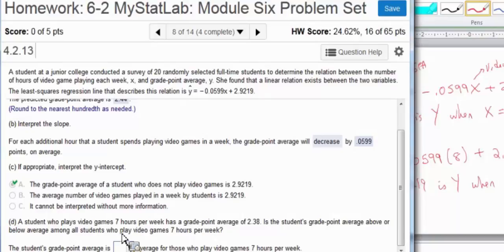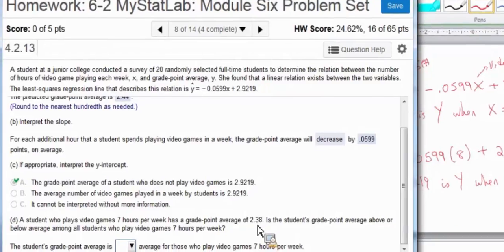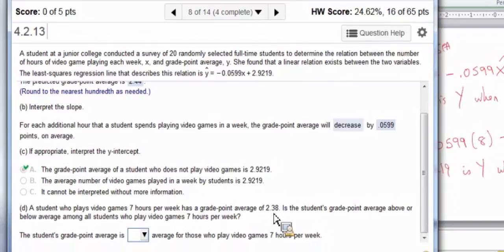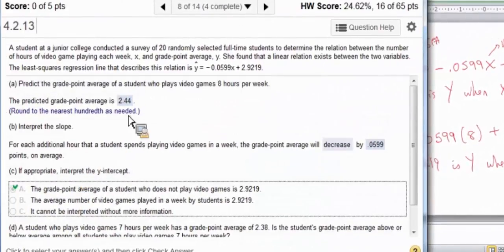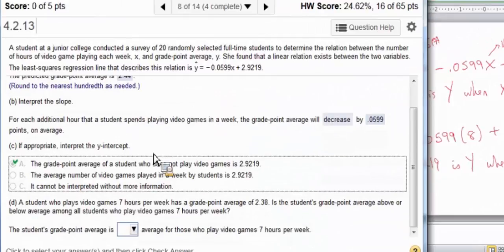A student plays 7 hours per week and has a GPA of 2.38. Yeah, Becky, I think the problem creator probably chose low GPAs because they didn't want students to feel like other people were getting much higher GPAs, right? 2.44 is not a real great GPA.